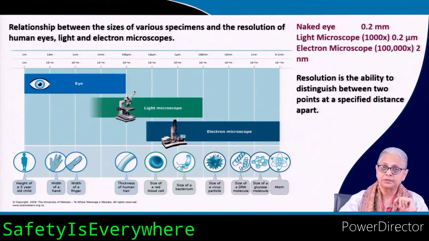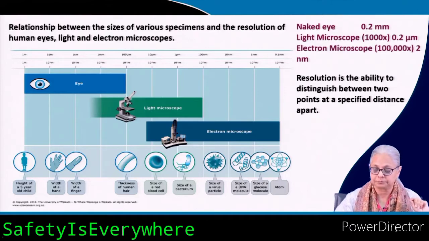And one atom is considered to have, again, this is a gross approximation, it depends on the nature of the element you're looking at, but we normally assume that one atom is 1 angstrom, and an angstrom is 10 to the power minus 10 meters.